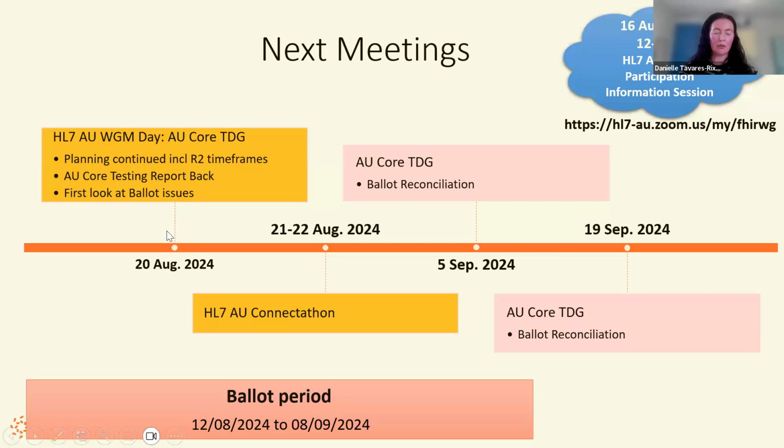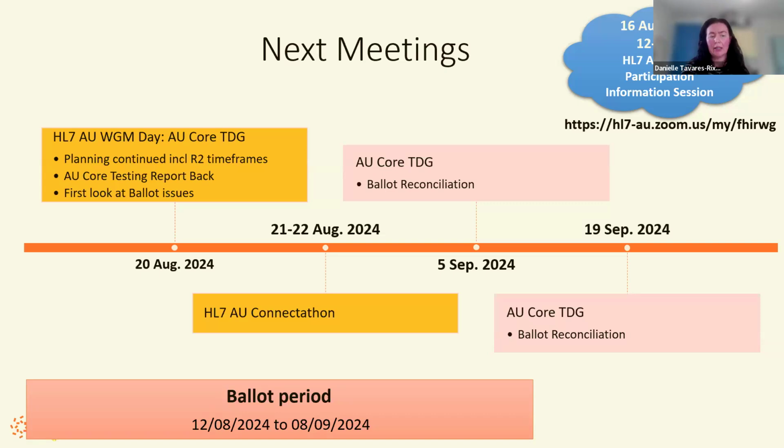So we've got the 20th of August. That's part of the HL7AU working group meeting day, which is for face-to-face folks. That's in Brisbane, and for those of you who want to join virtually, you can, obviously. It's all open. And the agenda for that one is to do some planning around overall timeframes with ballot reconciliation, with doing R2 planning, and to also get into the AU Core testing report back, which will feed into planning for our next steps.